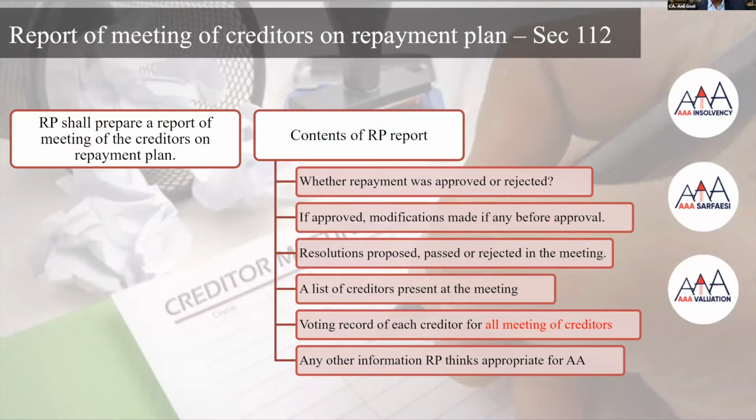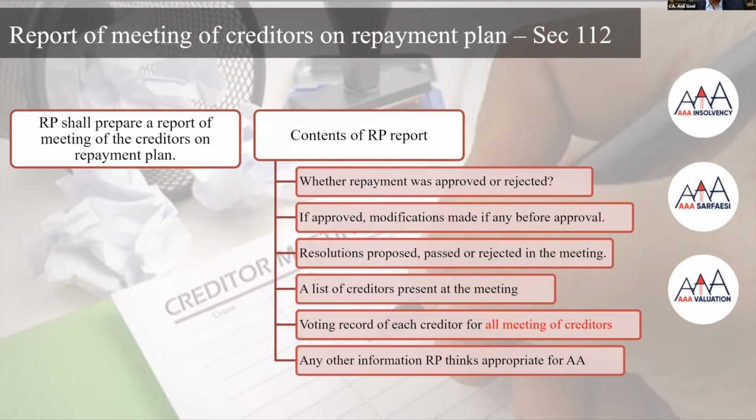Now, this is the repayment plan, and if a repayment plan is to be approved, a meeting of the creditors is required. After the meeting of the creditors, the RP is supposed to prepare a report under section 112 of IBC, on the meeting of the creditors on the repayment plan. So what would be the contents of that report?